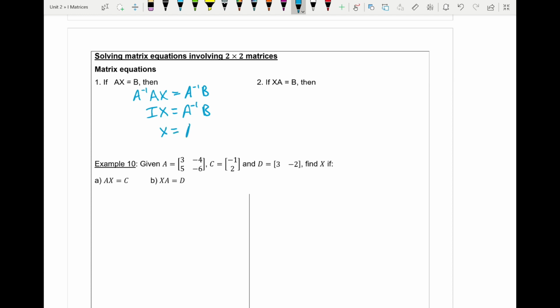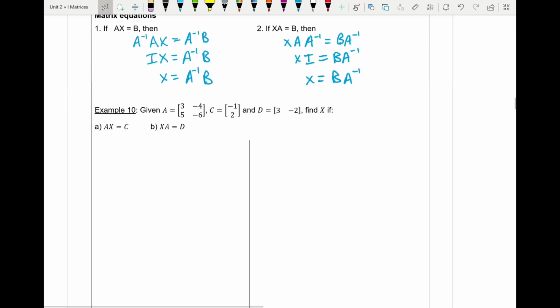So that is how we would solve for the unknown if A is being multiplied by X from the left-hand side. If it's from the right-hand side, we need to multiply it by the inverse on the right-hand side. So doing that, we get a similar solution where X is equal to B times A inverse. So let's see this in practice.